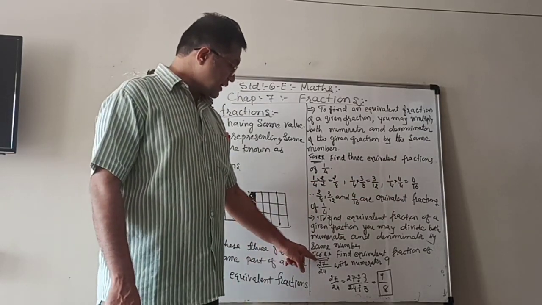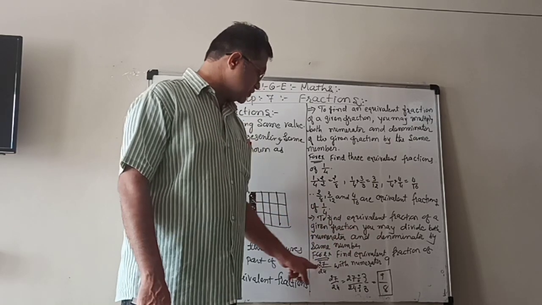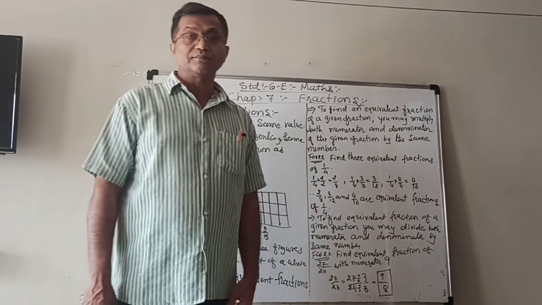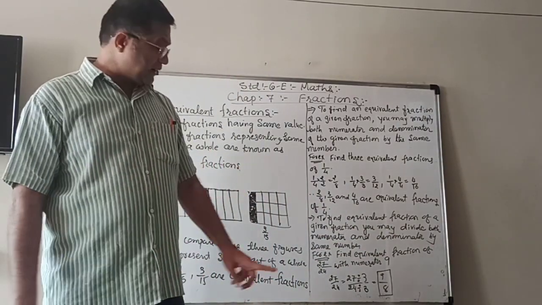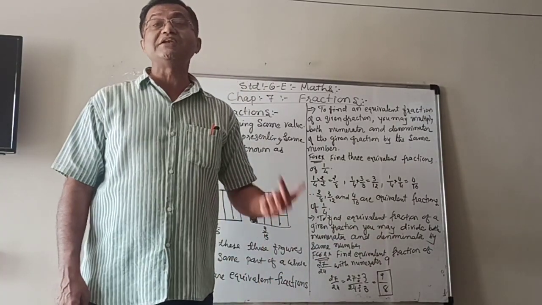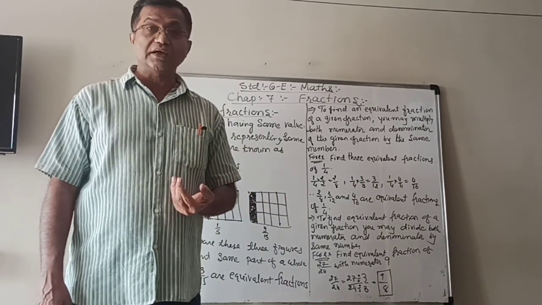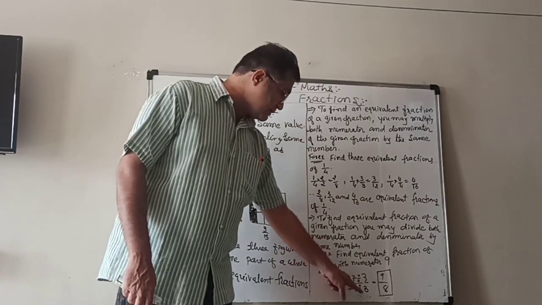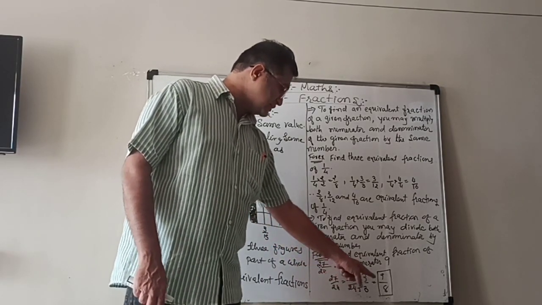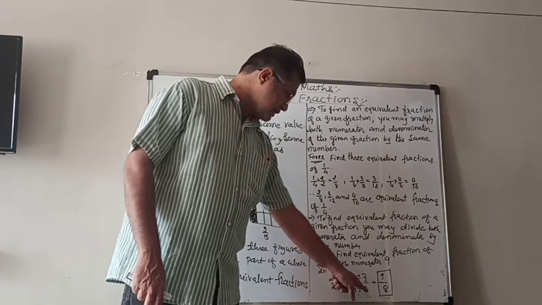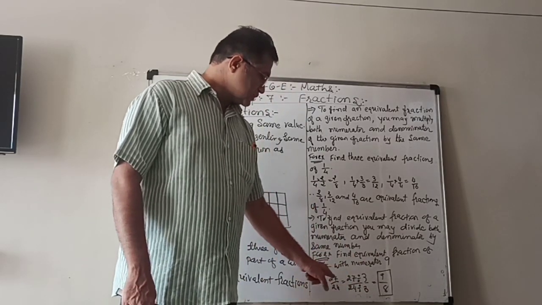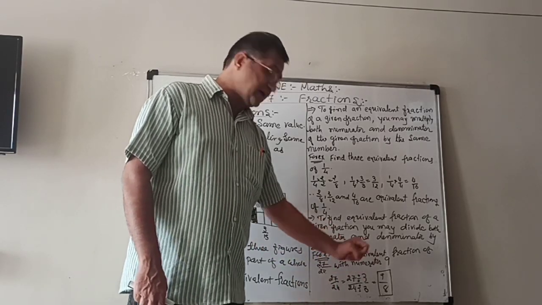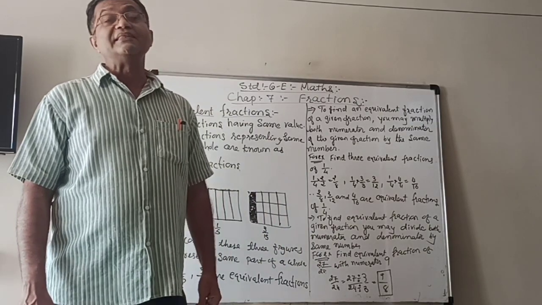Suppose an example is given: find the equivalent fraction of 27 upon 24 with numerator 9. Now if you want numerator 9, 27 must be divided by 3. So you get 9. So both numerator and denominator must be divided by 3 here. So 27 divided by 3 gives 9. 24 divided by 3 gives you 8. So the equivalent fraction of 27 upon 24, whose numerator is 9, is 9 upon 8.